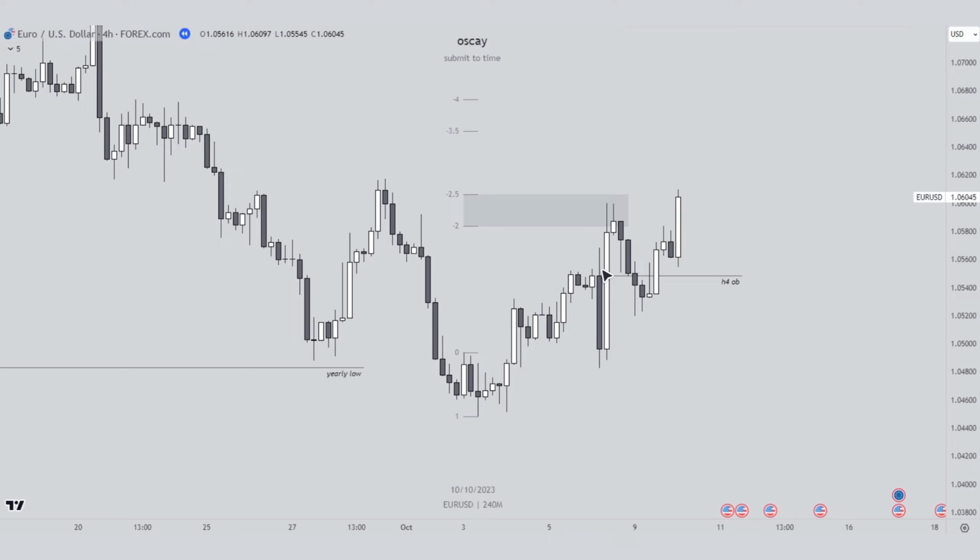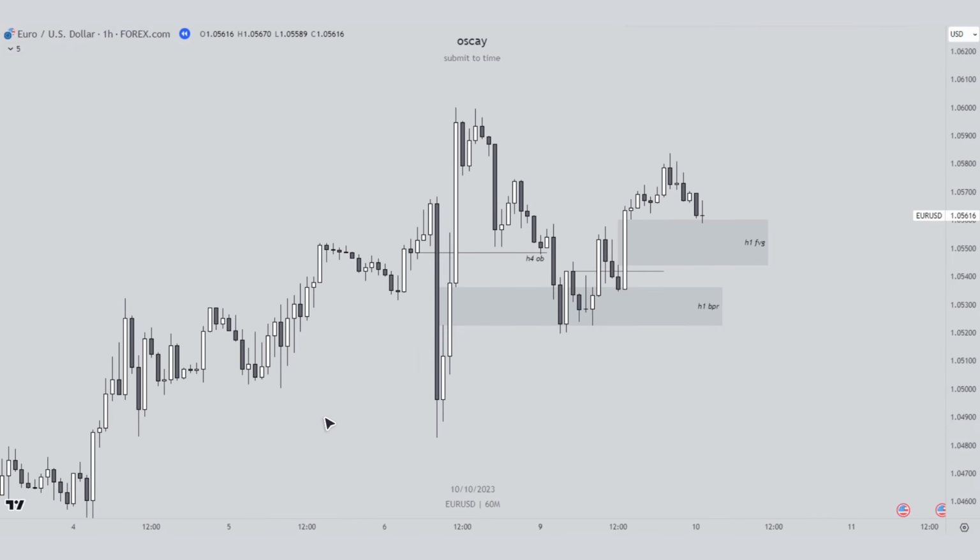And as you guys can see, we retrace into the 4 hour order block and then we respect it, leaving another fair value gap right here. And then we also respect that fair value gap. So this is a clear indication for me that the order flow is now bullish, so I can continue to look for longs. So on the hourly time frame, we can see that the 4 hour order block is marked right here still, but I've also marked out the hourly balanced price range.